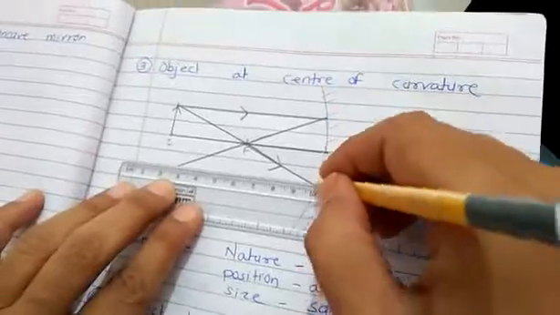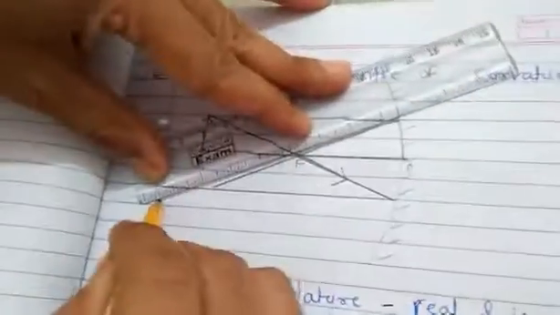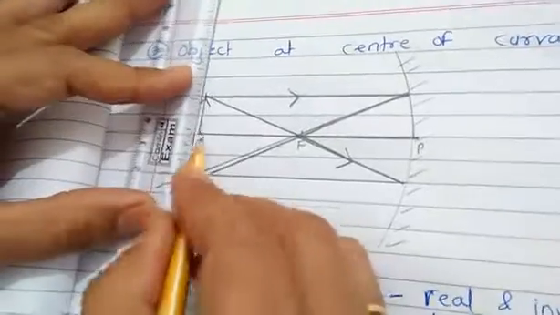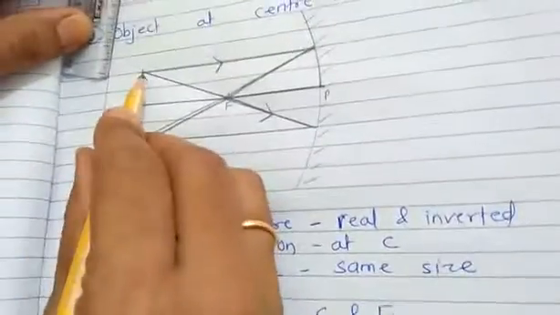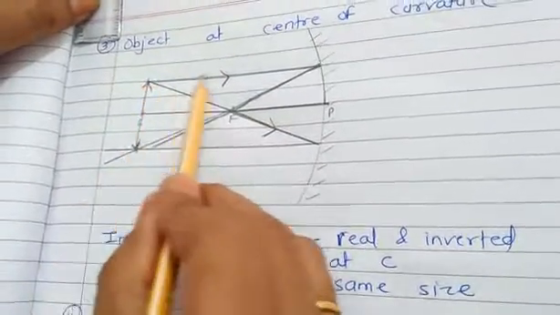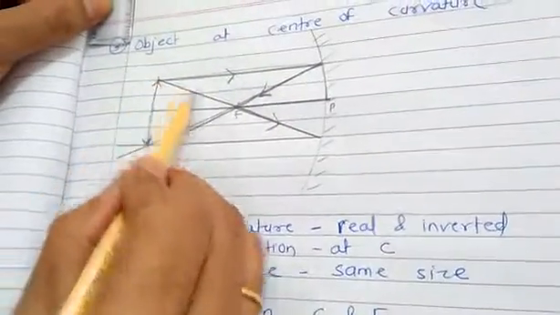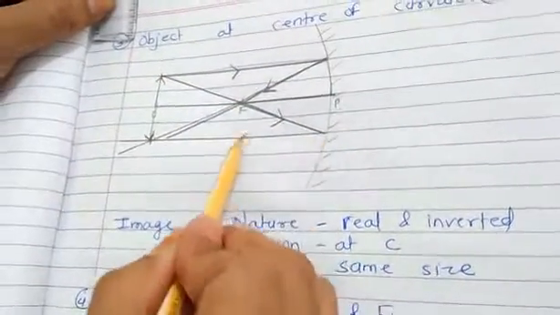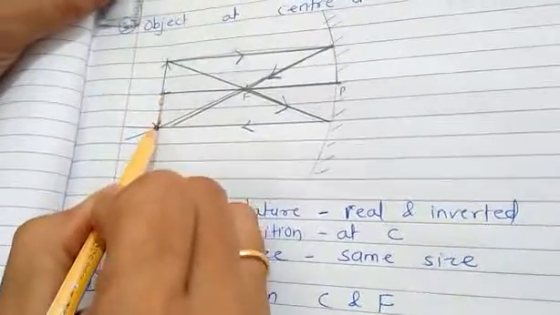Now let's see what happens to this diagram, whether it comes out or not. We have to draw it properly, otherwise it will not form. Here randomly we get the image, but the image should be formed at the center of curvature. The object is at the center of curvature, and the image is also at the center of curvature. See how I have drawn it. First ray parallel to the principal axis, after reflection passes through the focus. Second ray passes through the focus and the reflected ray is parallel to the principal axis, and we have to do some adjustment so the image forms at the center of curvature.